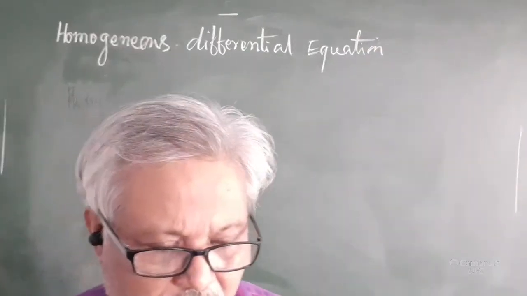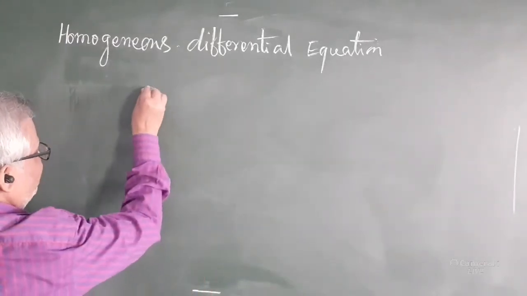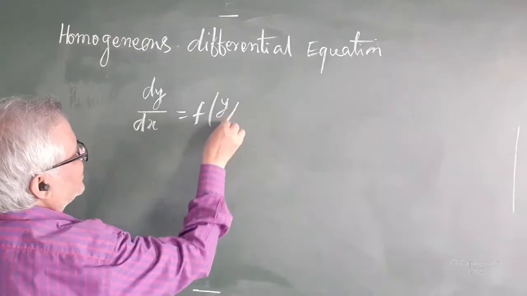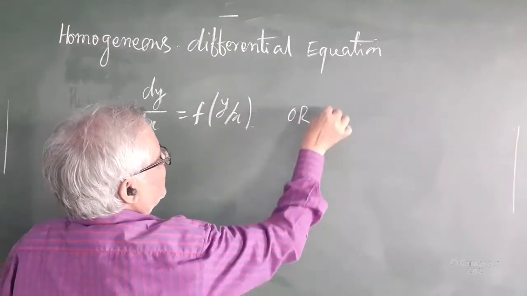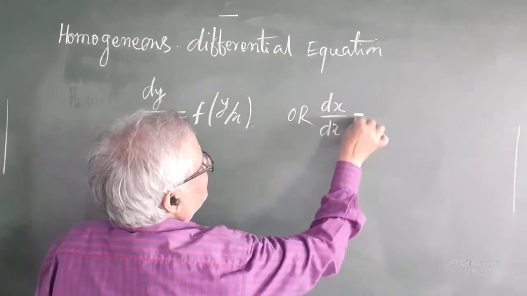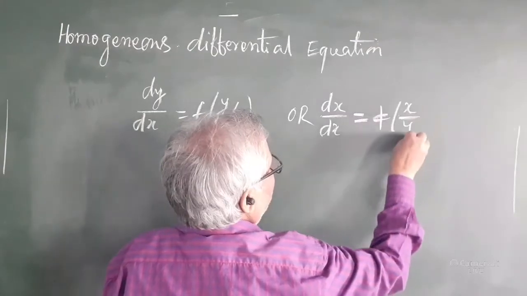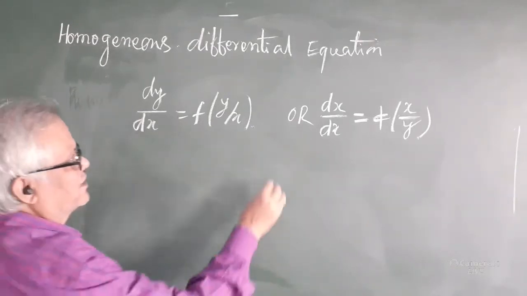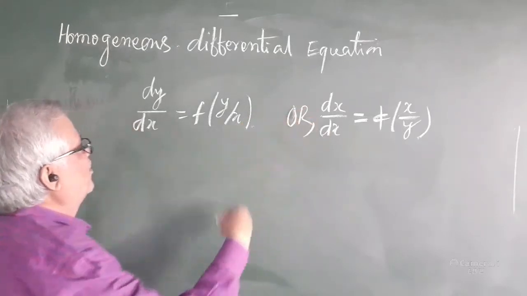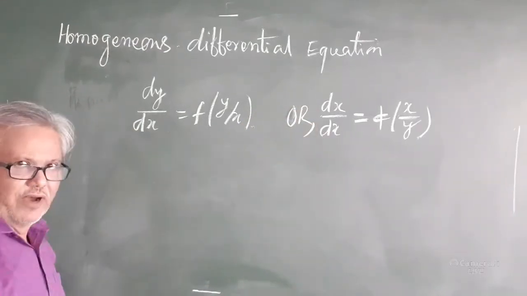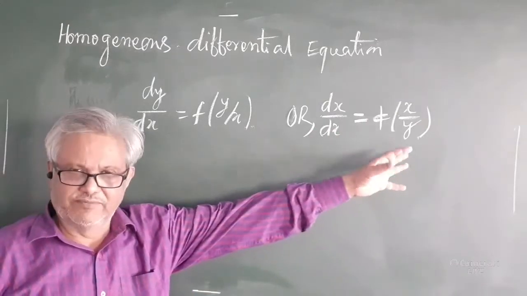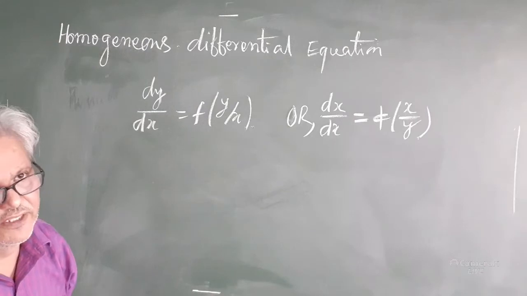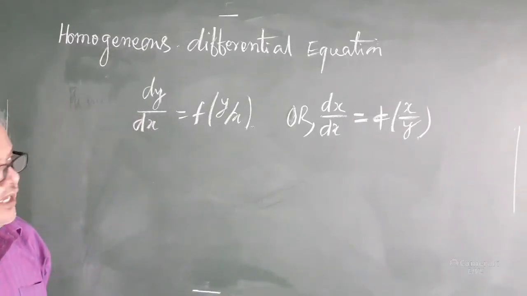Such a differential equation which can be reduced to the form dy by dx is a certain function of y by x, or dx by dy is a certain function of x by y, is called a homogeneous differential equation.